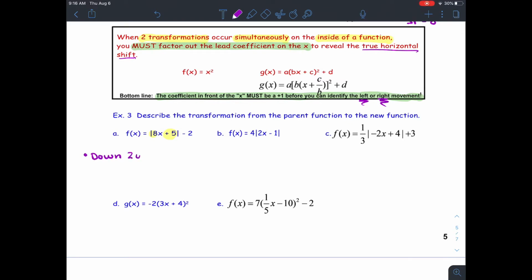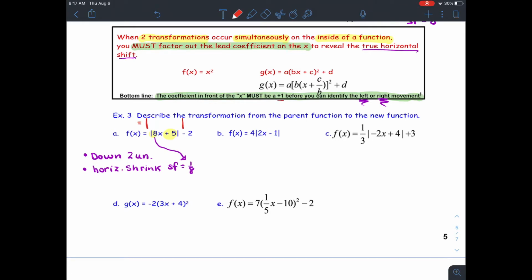Here's what I would encourage you to do. Write down all the transformations on the outside. So we're going to write down that we're shifting down 2 units. Go ahead and write down your horizontal shrink of 1/8. The shrink factor is 1/8, and I'm getting that from that 8 there. But you need to save the description of how many units it's moving left or right until you have factored out the lead coefficient of the x.